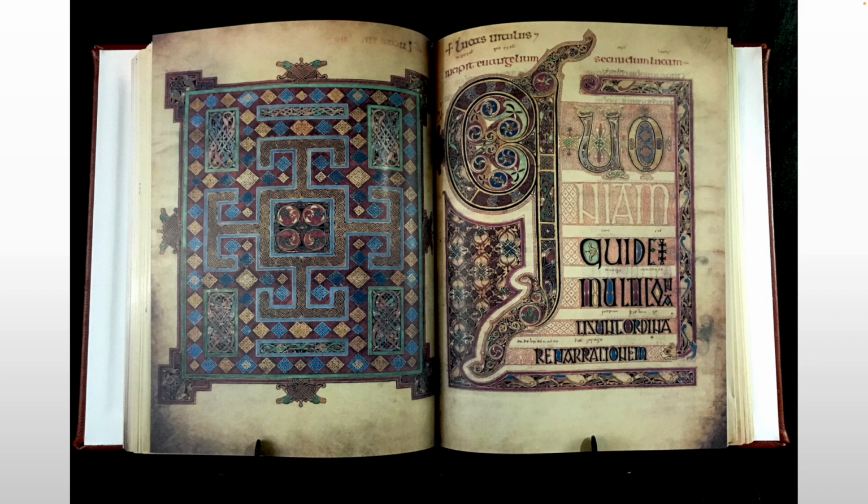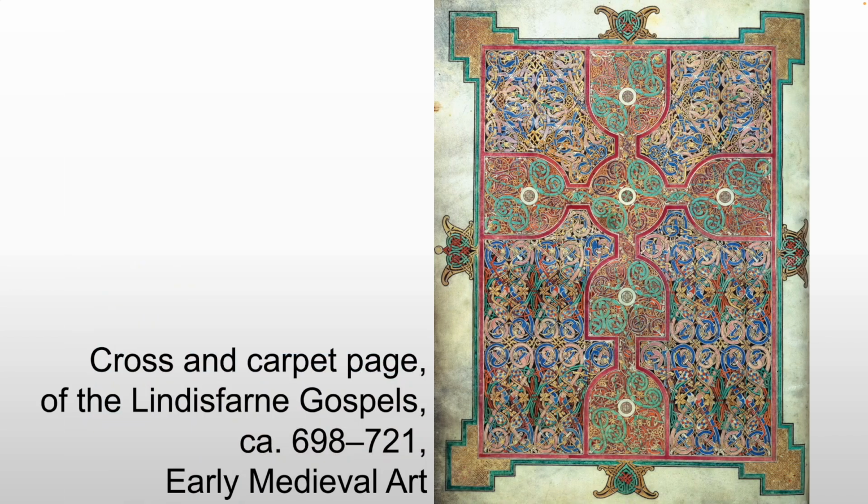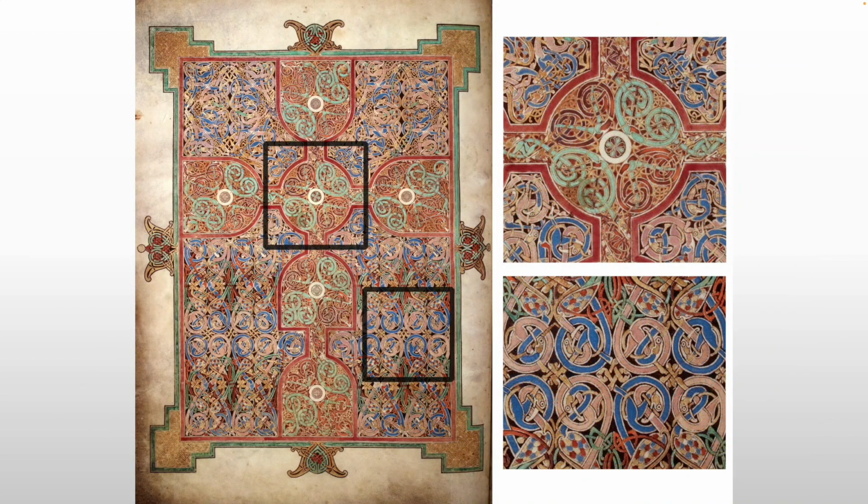Fantastic name. What we're seeing here is a carpet page, which would have been paired with a portrait of the evangelist Saint Matthew. We'll get to that. And we see one of these before the start of each gospel, just like in Durrow, but in this case, far more detailed. All of the work is interlaced, and we're seeing it confined within these borders that tend to enhance the idea of movement.